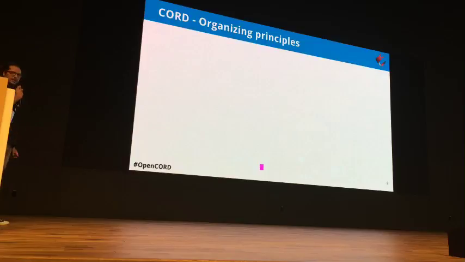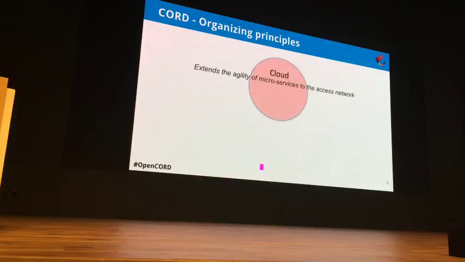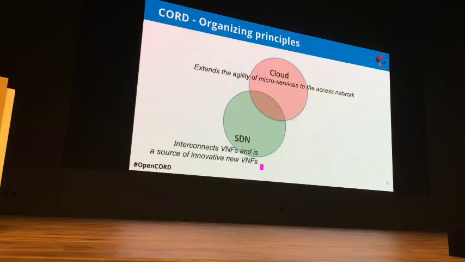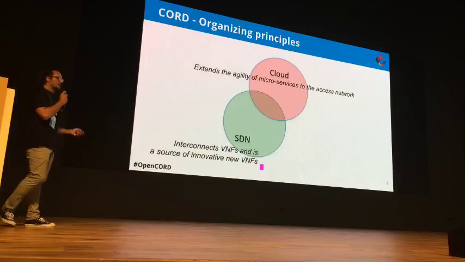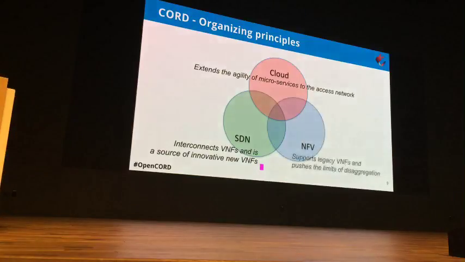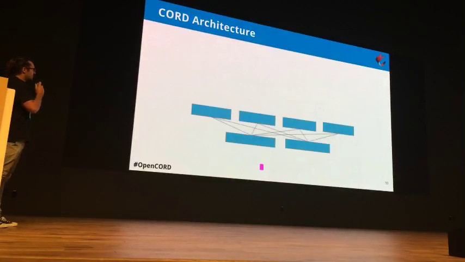What are the organizing principles behind CORD? First of all, as we said, we're taking the lessons that we learned from cloud providers, and we want to take advantage of the microservice architecture and bring it to the network. This can be enabled by SDN to interconnect VNFs and create new kinds of VNFs. And then we also need to support legacy existing VNFs. The architecture, excuse me one second.